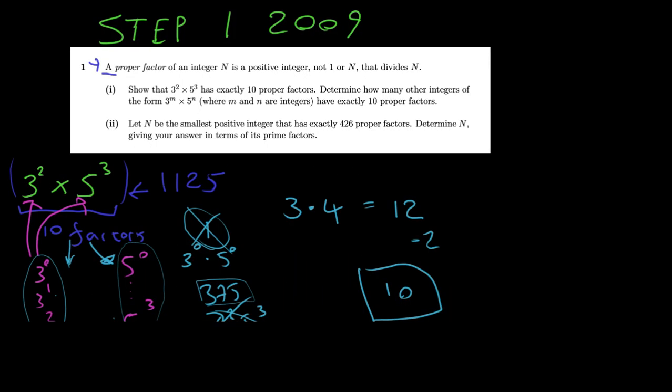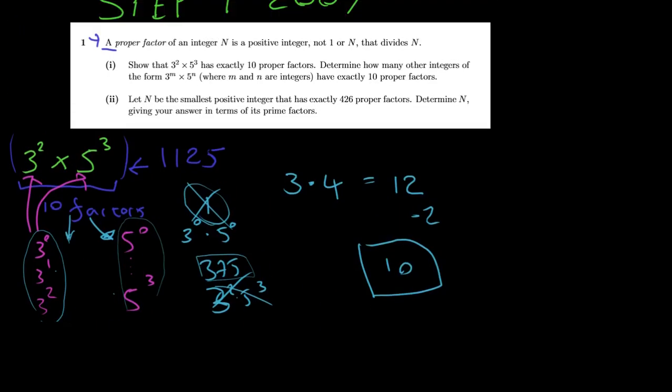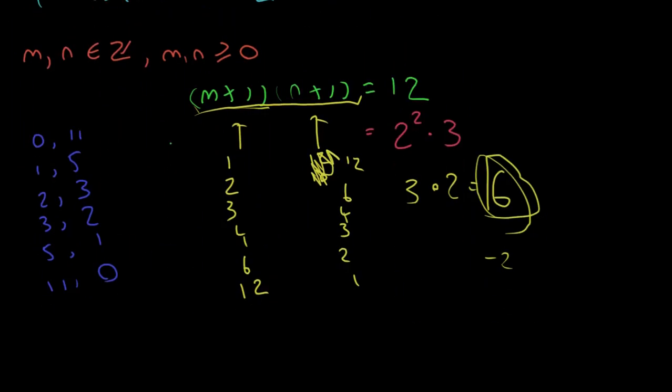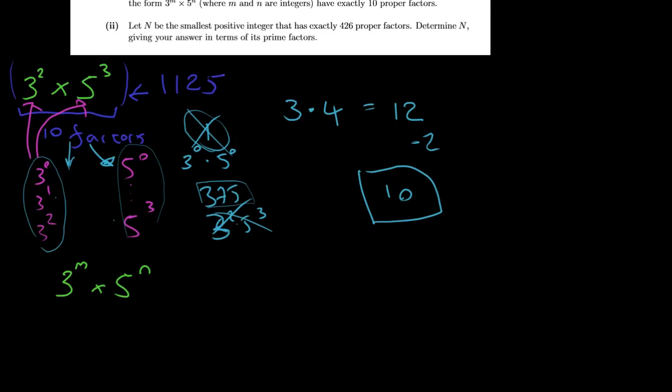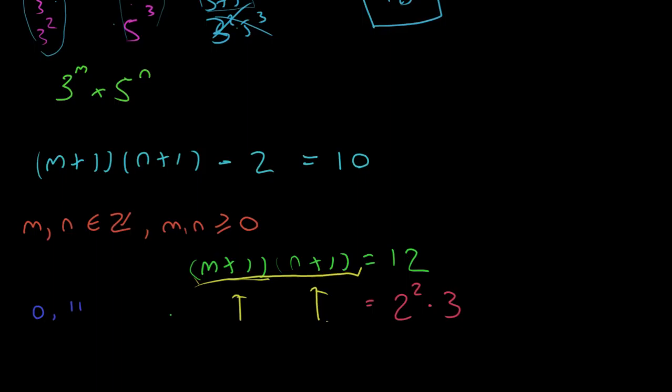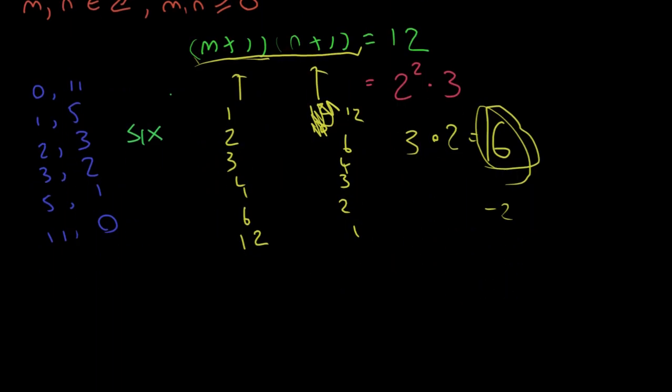Okay. So how many integers is that? I just wanted to know how many other integers have that form. Well, we see there's 6 others, right? But actually, hang on a minute, wasn't one of those the one we had in the first place? Yep, 3 squared times 5 cubed. So that was when m was 2 and n was 3. So there's 5 others.